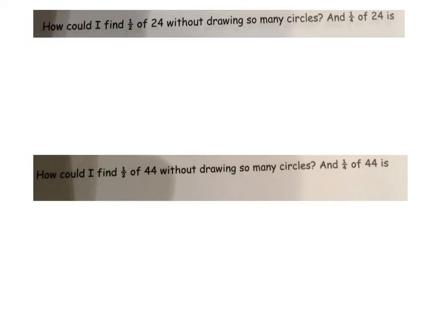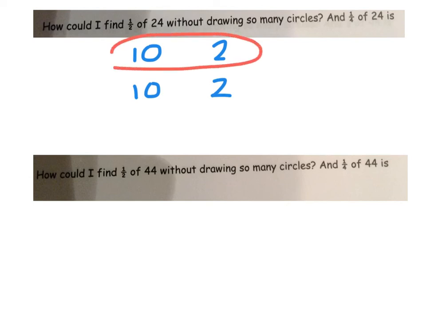And the final bit, how could I find a half of 24 without drawing so many circles? Well, if I think about 24, 10 for me, 10 for you, and 4 is 2 for me, 2 for you. Straight away I can see that if I'd done it by circles, I'd end up with 12 as a half. And we all know that a half of a half is a quarter, so a half of 12 is 6.